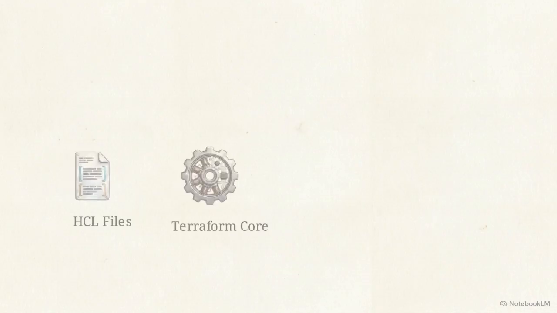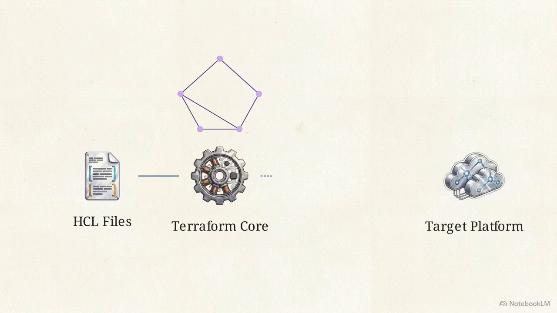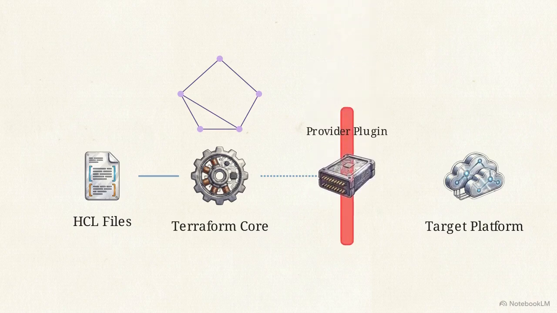This diagram shows how your HCL files feed directly into Terraform Core. Core is the central engine that parses your configuration files and maps out a complete mathematical dependency graph of every component. But the Core engine itself has no ability to speak to Amazon Web Services, Google Cloud, or any external system. It hits a barrier. To bridge that gap, Terraform uses providers.